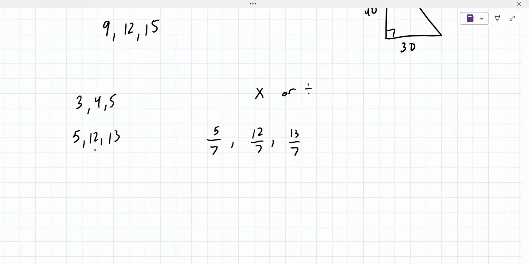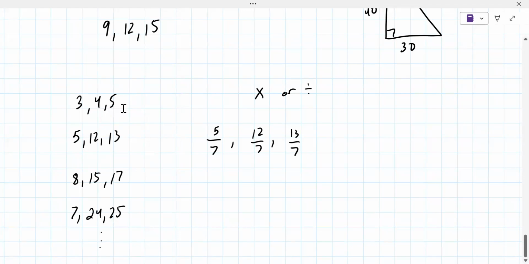Then there's a bunch more. We've done a few of them. The next one I think is the most common is 8, 15, 17. 7, 24, 25 is another one. And this list goes on forever. You generally need to know a few of these if you want to speed up your standardized test work, but that's up to you. And you'll see this again in geometry, so we're not going to spend more time on this.